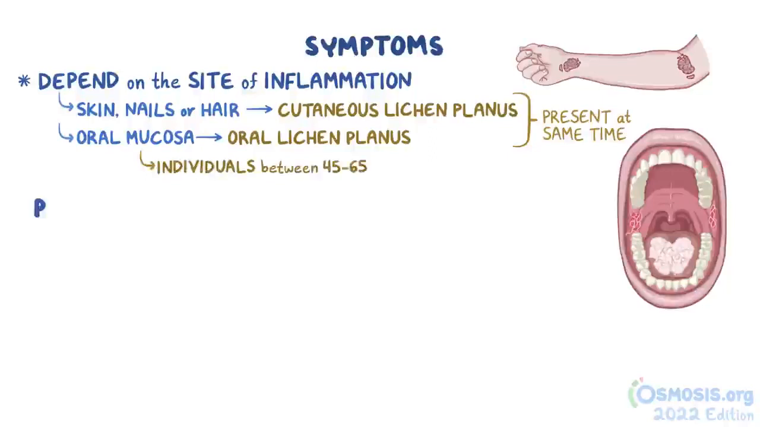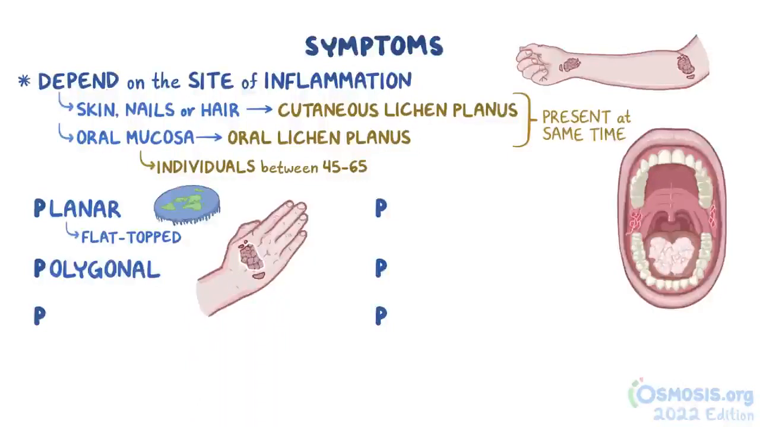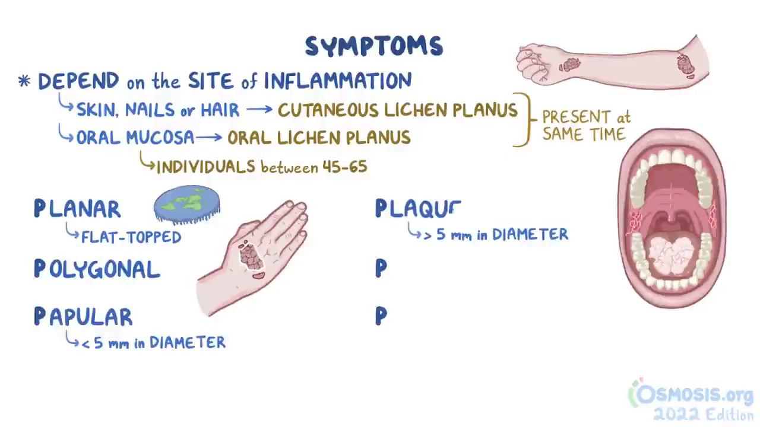Lichen planus can be described using the 6 Ps. The first P is for planar, meaning that the rash is flat-topped. The next P is for polygonal, which means that the rash has multiple sides. The next P depends on the diameter of the skin rash. If it's less than 5 millimeters in diameter, it's called papular, but if it's more than 5 millimeters, it's called a plaque. The next P is for the purple color of the skin rash. And the final P is for pruritic, meaning that it's itchy.